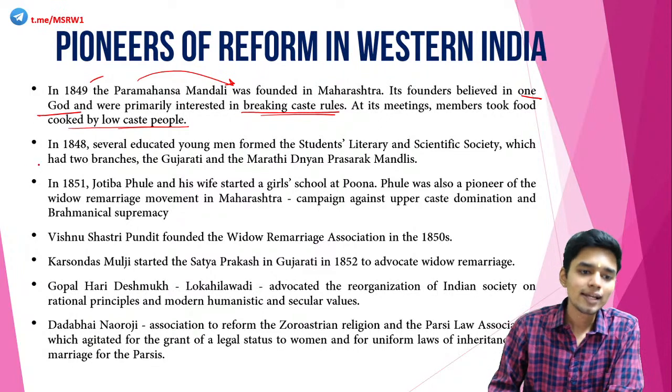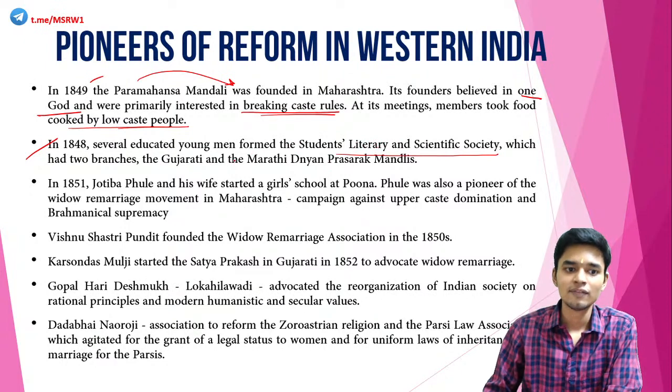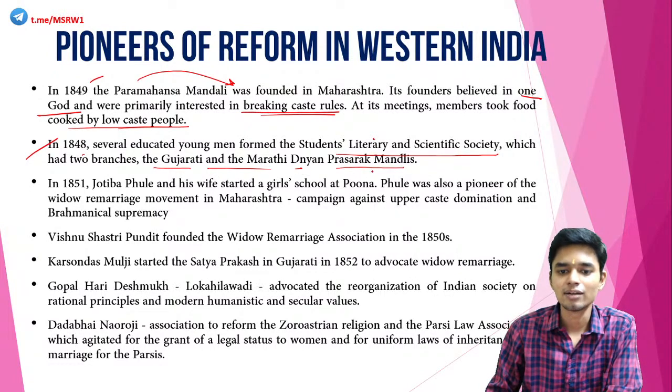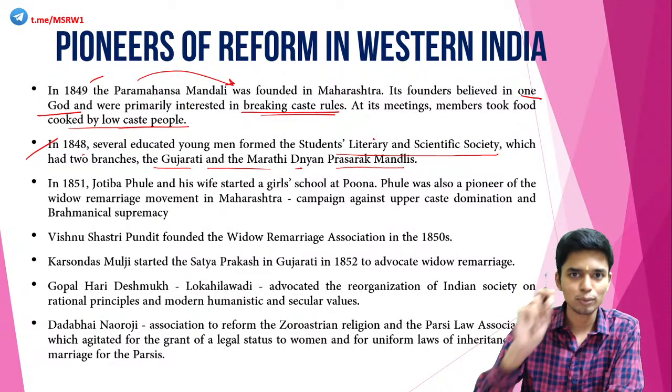In 1848, several educated young men formed the Students' Literary and Scientific Society, which had two branches, the Gujarati and the Marathi Dhyan Prasarak Mandalis. So, 1848, Students' Literary and Scientific Society, having Gujarati and Marathi branches of Dhyan Prasarak Mandalis. These are for the prelims point of view. I am giving it to you as points.